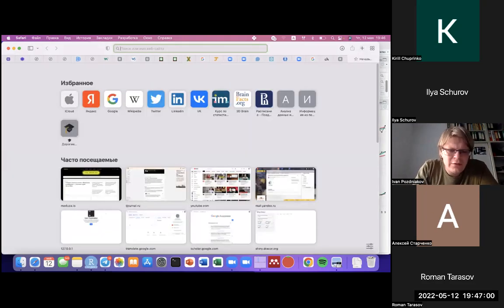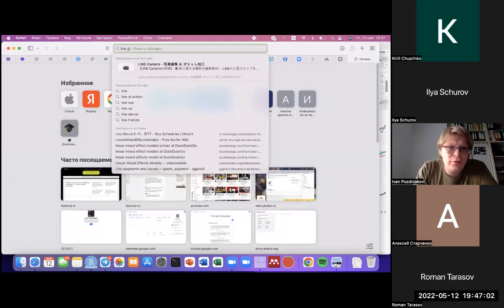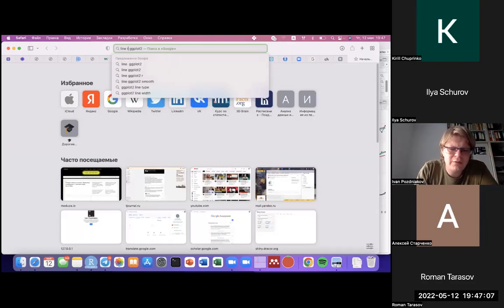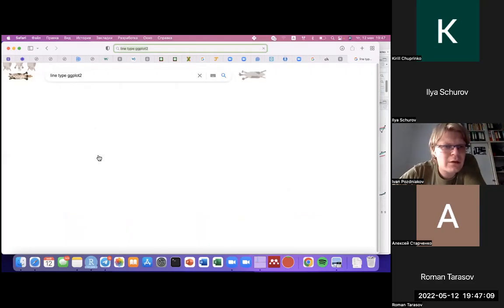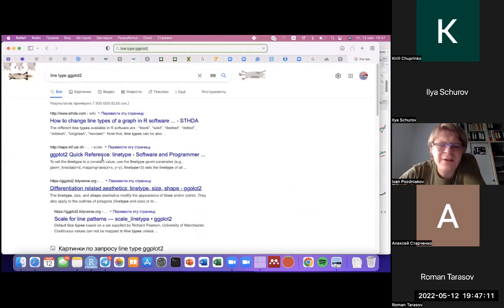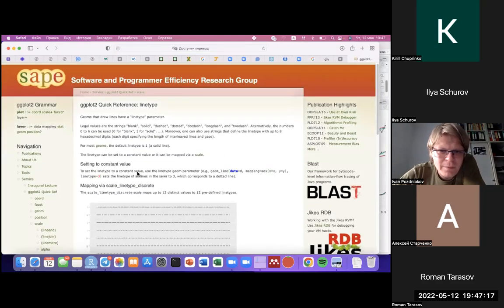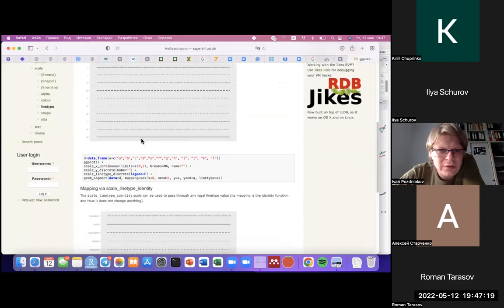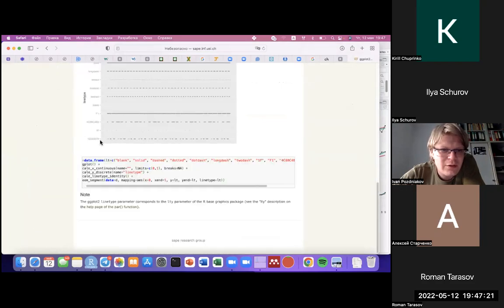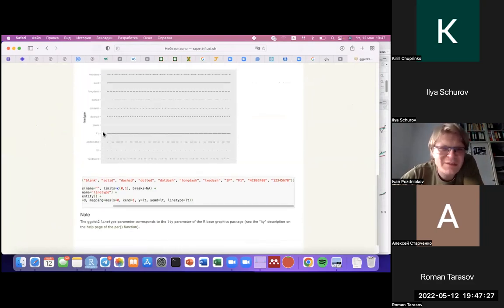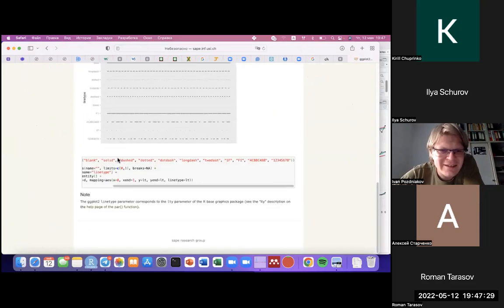Line type, two. But also there is a package. Two dash one. What is it? Oh, you can do more like Morse code with these lines, I think.